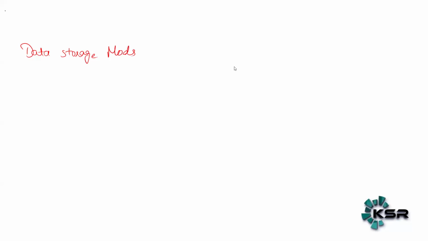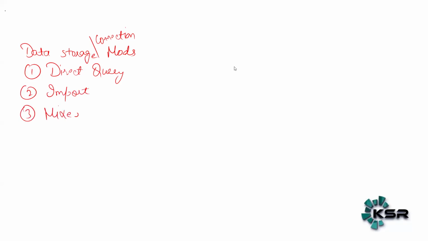So data storage modes, as Deep and one more guy mentioned, direct query. Data connection modes, sorry. Data connection or storage, it is one and the same thing only. So import mode, and third is mixed. So who would like to explain? Just explain in one line, then I'll explain in detail. Mixed means the combination of direct query and import mode. Okay. And what is direct query?